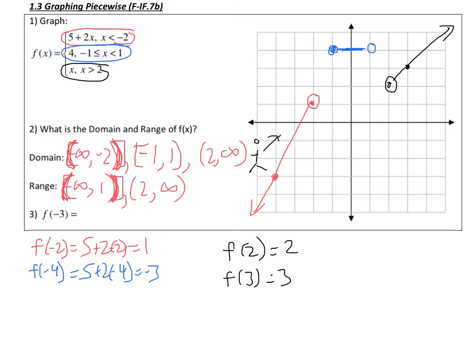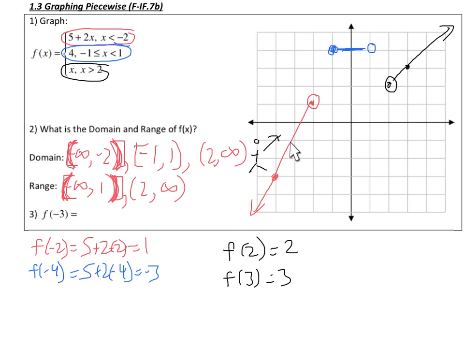And lastly, if I want f of negative 3, could you look at your graph? Can I just look at my graph, negative 3 here, and go down? It looks about negative 1. But I need you to make sure you can do that without doing that. That's not always the best method.